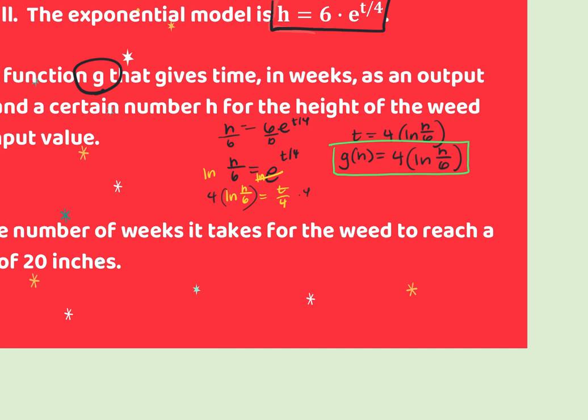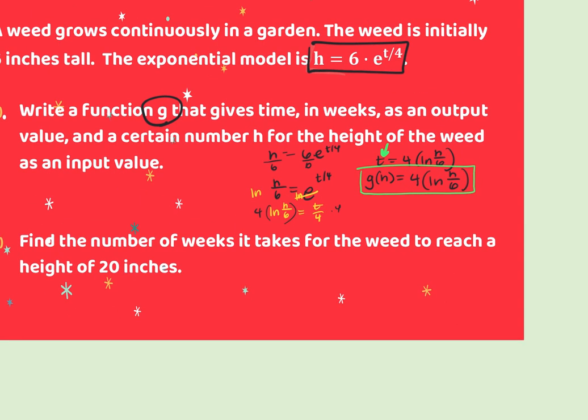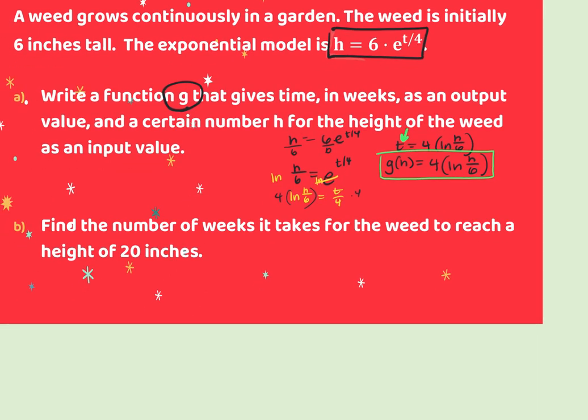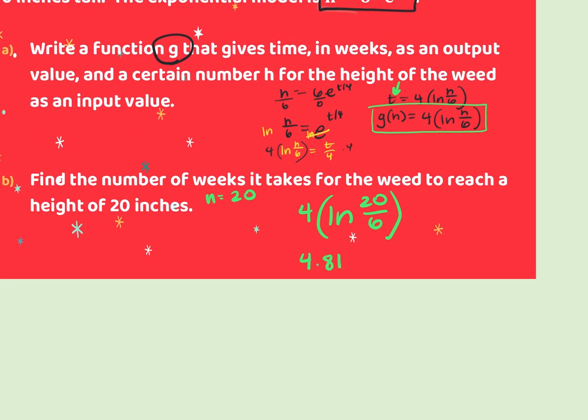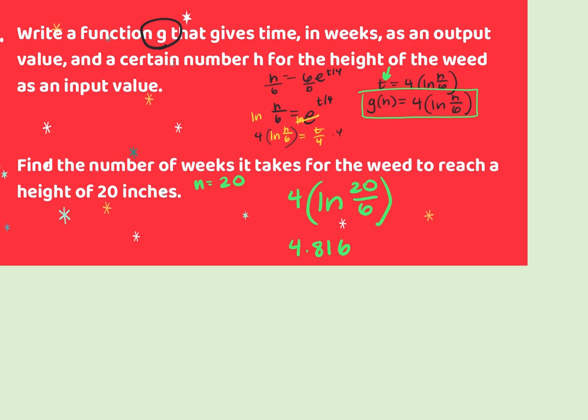But it's beneficial for us to remember that this is time for something like the second part of this question. B says find the number of weeks it takes for the weed to reach a height of 20 inches. So I'm just plugging 20 into my h. So 4 times ln of 20 over 6, and then your calculator can do that whole thing. 4 ln 20 divided by 6. And I get 4.816 weeks. So we would leave it rounded.